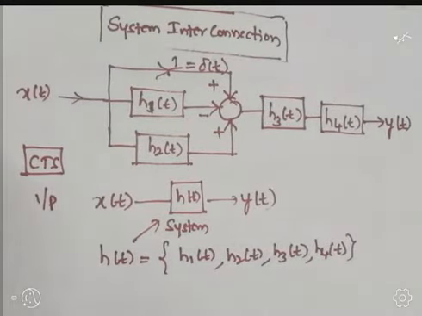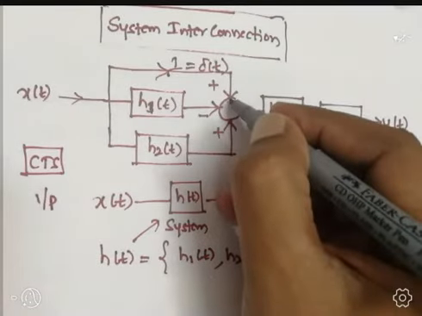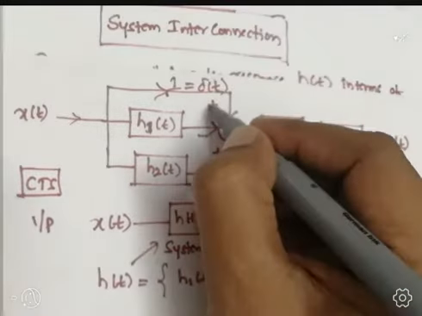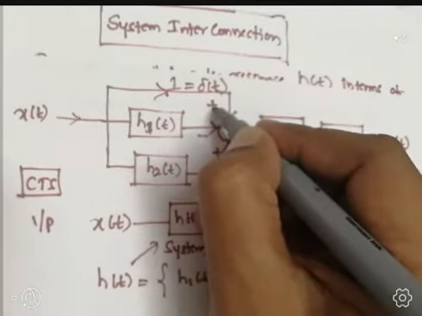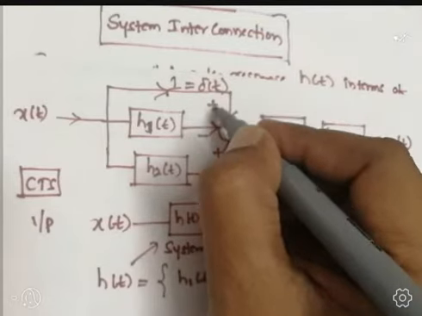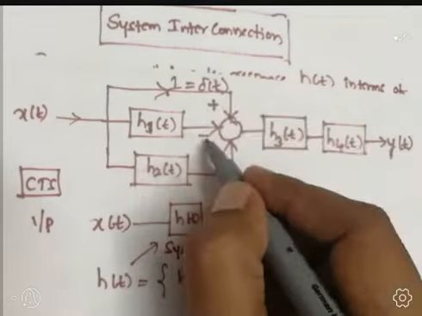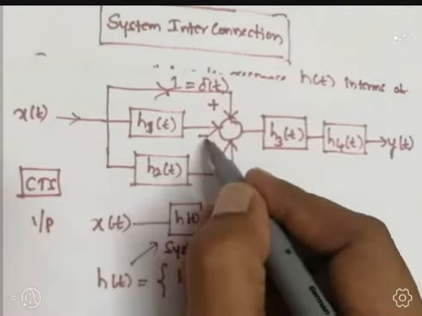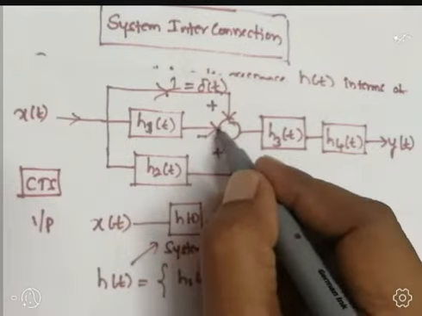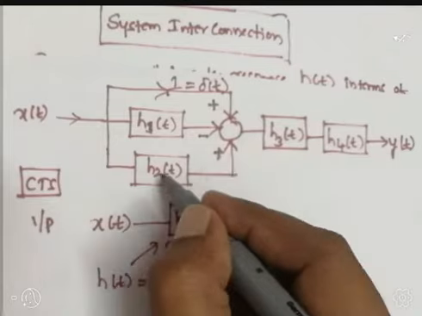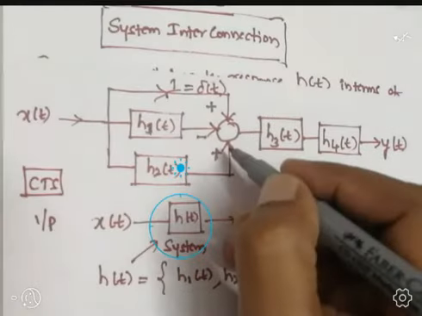This delta of t is added with h1 of t, correct? Remember, the plus indicates it is the prefix of this one. Before delta of t, plus is there, and this minus indicates the prefix of h1 of t. Before h1 of t, minus is there, hence at this stage we are getting minus h1 of t. Here plus is there, the prefix of h2 of t, so at this stage we are getting plus h2 of t.